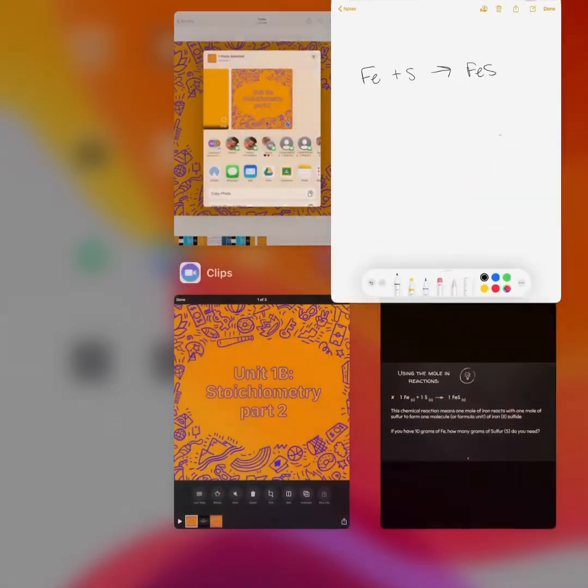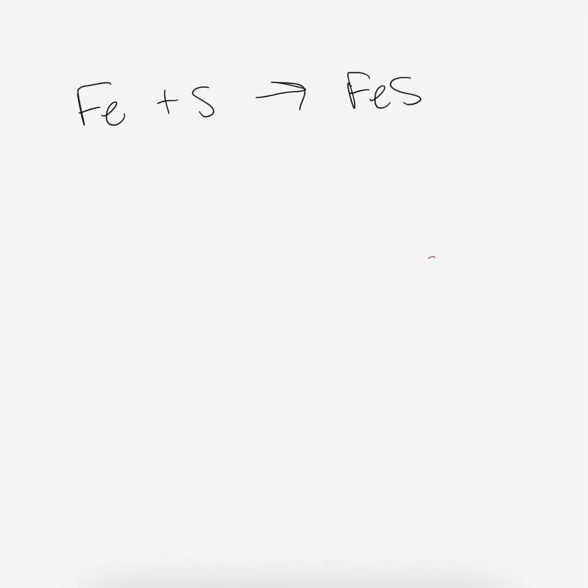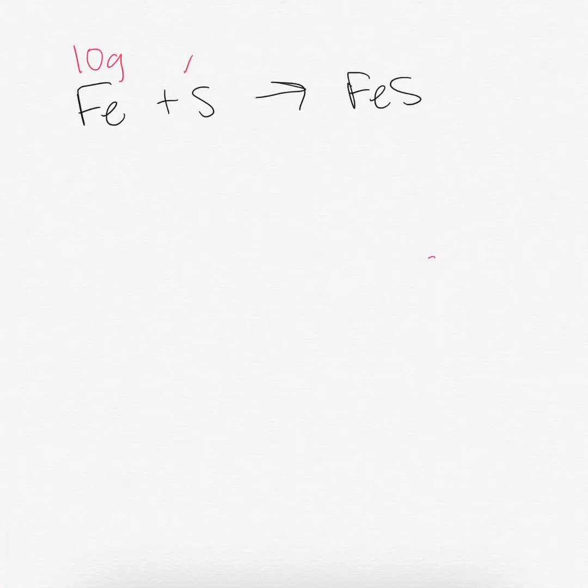All right, in black. So I have Fe plus S, and that gives me FeS. So my problem says I have 10 grams of iron. To do these problems, I want you to write what they give you in the equation above that element. So I have 10 grams of iron, and it's asking for grams of sulfur. So over sulfur, I'm just going to write X grams, question mark, because that's what I'm trying to find.